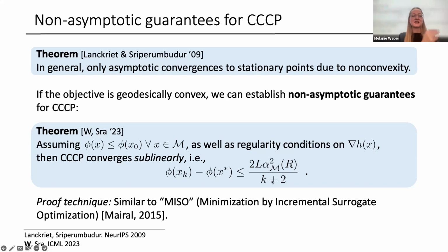We're in a geodesically convex setting, so there's a global optimum, and then we can also give non-asymptotic rates of convergence. So we can say precisely how close to the global optimum we expect to be after k iterations, up to certain constants that depend on the geometry of our manifold and the regularity conditions on the gradient.